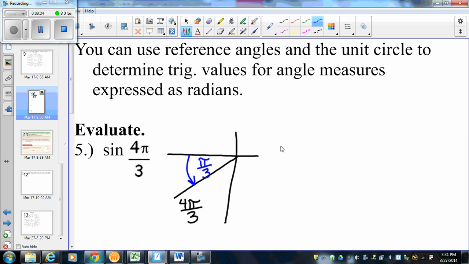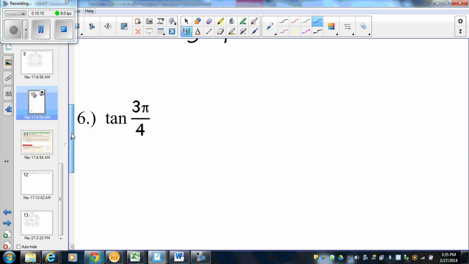So finding the sine of 4 pi over 3 is the same as finding the sine of pi over 3, or 60 degrees, except since I'm in the third quadrant, remember my all suckers take calculus. So is sine positive in the third quadrant? No. So I already know that I'm going to get a negative answer for whatever the sine of pi over 3 is, or the sine of 60 degrees. And if you remember, the sine of pi over 3, or 60 degrees, is square root of 3 over 2. So the sine of 4 pi over 3 would be negative square root of 3 over 2, given the quadrant that it's in. So let's try another one here.